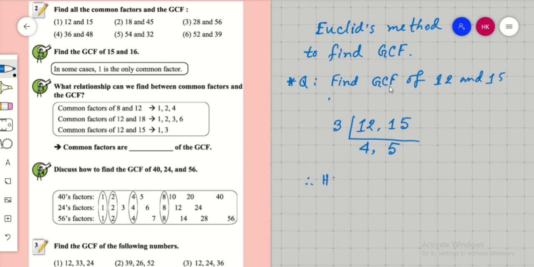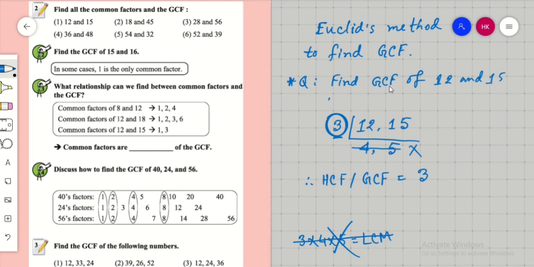Therefore, what will be the HCF or GCF? You can say GCF or HCF, both are the same. So the GCF of these numbers will be only 3. That means the left side number is the GCF, not the 4 and 5. To find LCM, we multiply all these numbers, 3 times 4 times 5, which is LCM but not GCF. For GCF we cannot follow this; we just take the left numbers.